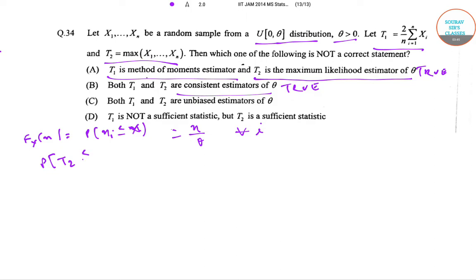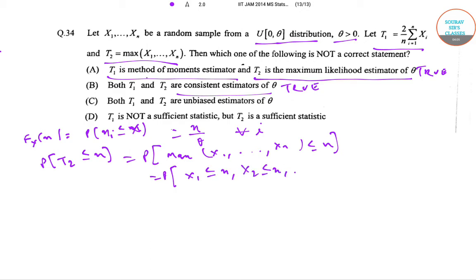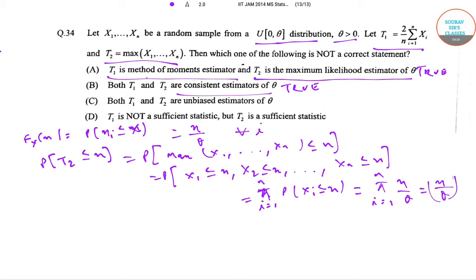Probability that T2 is less than or equal to x is equal to probability maximum of x1 up to xn less than or equal to x. So probability x1 less than or equal to x, x2 less than or equal to x, up to xn less than or equal to x is equal to product i is equal to 1 to n of probability that all the xi's are less than or equal to x, which gives us x by theta whole to the power n, and the density of T2 is written as n x to the power n minus 1 by theta to the power n.